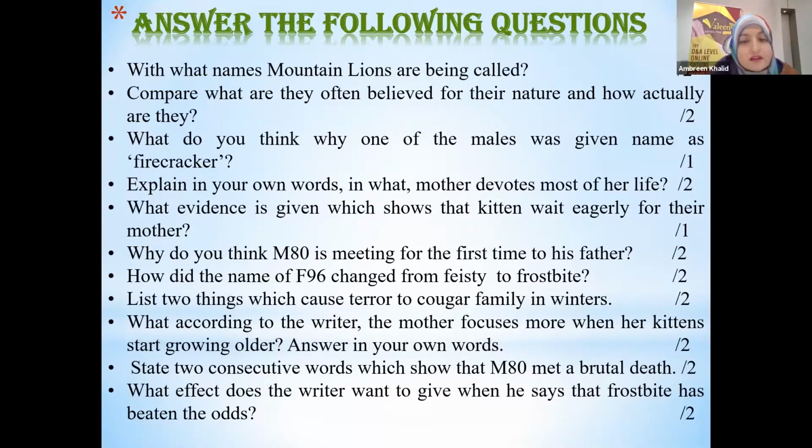Actually, in the beginning, there were a total of 3 kittens. The shy one died. Then M80 met a very tragic end. So now they are saying Frostbite has beaten the odds. Now link it. What does this mean? She didn't die. She did not die. She survived.